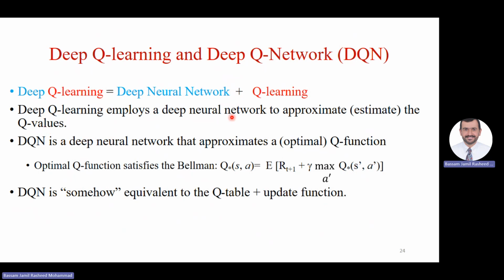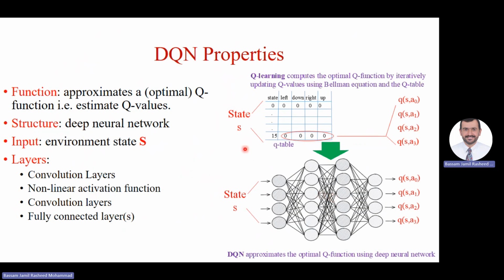So we employ a neural network here, and deep Q learning is a deep neural network that approximates the optimal functions. And this one I'll see in a second. So somehow it is equivalent to the update table and the update function. Okay.